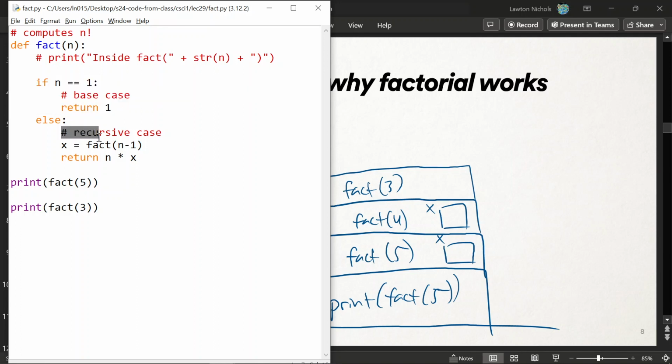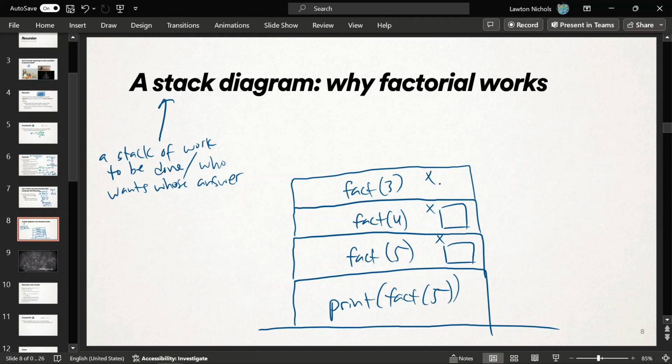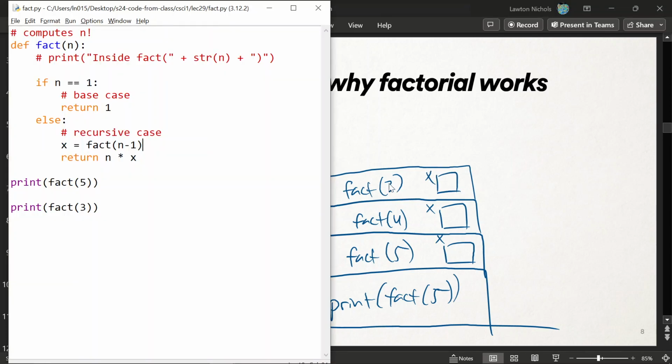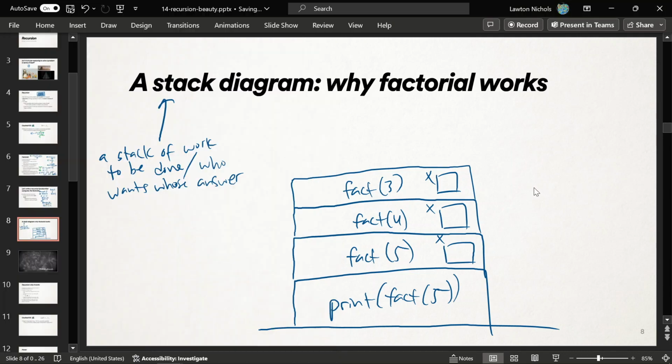It's not 1. 3 is not 1. So fact of 3 requires fact of 2 to be computed, because then it will multiply its 3 by that and then give that answer back. So fact of 3 needs to go off, again, make an x variable, a local to it. I need to know the answer for fact of 2. Tell me, because I can't give you back fact of 3 without that. I need that first. So it's going to sit waiting on this line again. See that? So fact of 3 calls fact of 2. We're getting there, getting down to the base case.